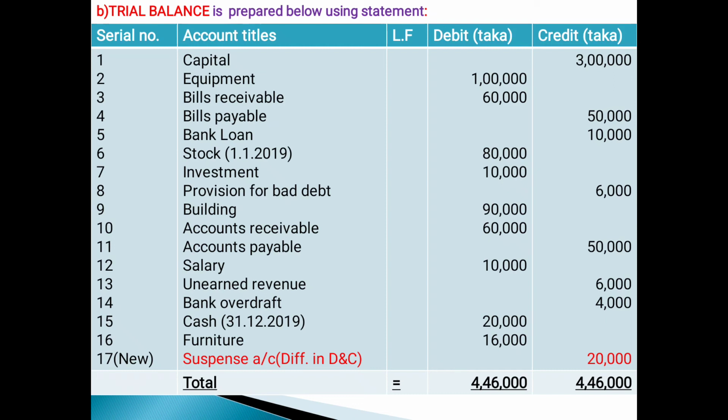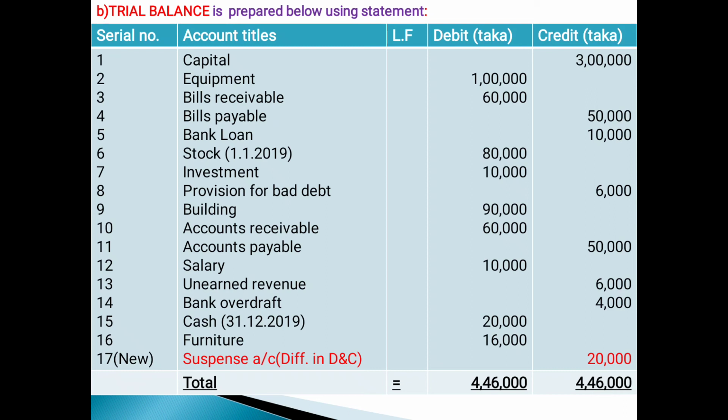Unearned revenue, that is advanced revenue. Advanced or unearned revenue is indicated as a current liability. So a liability is credited in the trial balance. Unearned revenue is credited for taka 6,000. Bank overdraft is indicated as a current liability. It is credited for taka 4,000 in the trial balance.